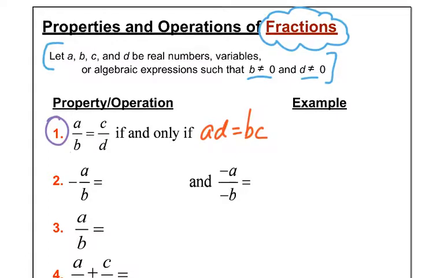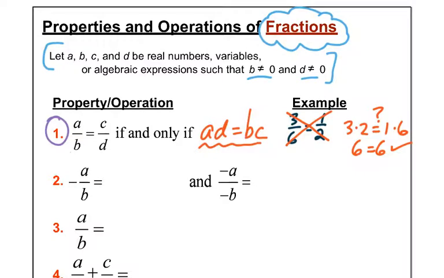I know that 3 divided by 6 is the same thing as 1/2. Right? I know that's true. So let's see if this works. If I do cross multiplying, how about 3 times 2? Does that equal the other cross, 1 times 6? And you'll see 3 times 2, 1 times 6, it does work. Okay, so the cross multiplying property works here. If a fraction equals another fraction, then you can cross multiply and those are equivalent.